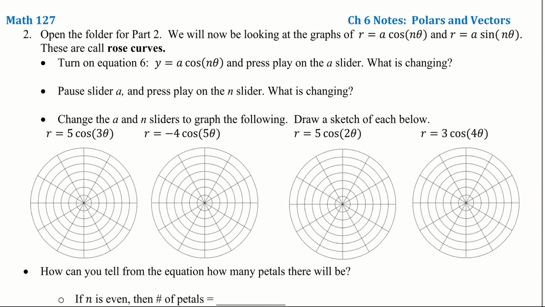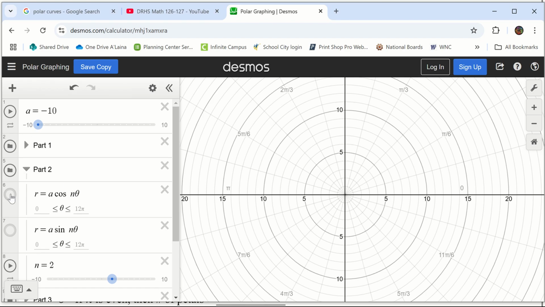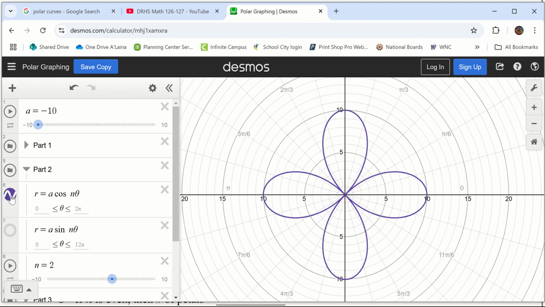All right, let's go to the next page. We're now going to open folder 2. We're going to look at graphs r equals a cosine of n theta. So we're going to have this number that multiplies theta for both cosine and sine, and they're called Rose curves. We're going to start with equation 6, and let's see what happens when we press the A slider. And then we're going to also press the N slider and see what's happening. Okay, so we're in folder 2. I'm going to turn on this one.